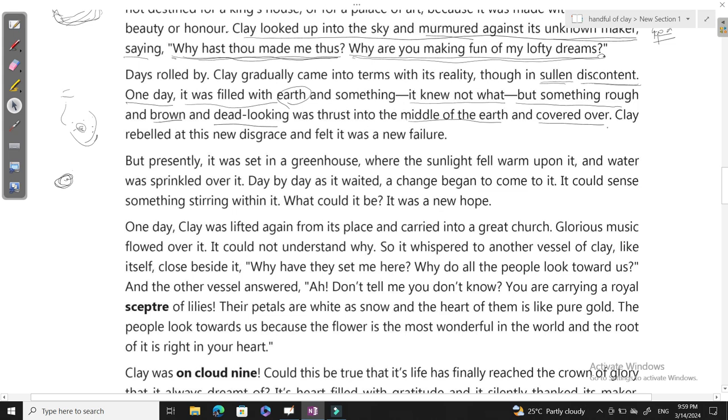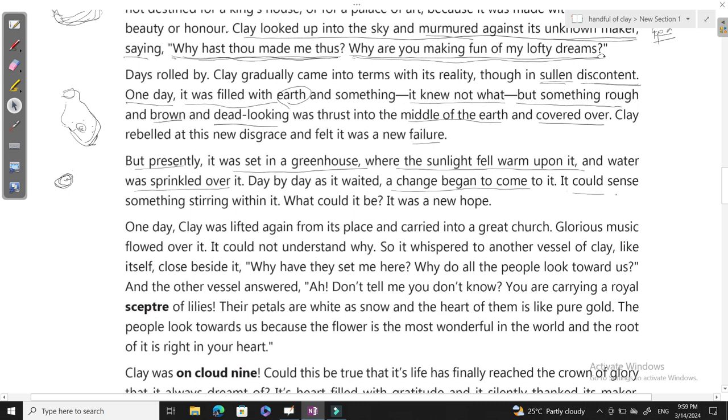Covered over. Clay rebelled at this new disgrace and felt it was a new failure. This clay rebel means stood against. It's another failure, it thought. But presently it was set into the greenhouse where the sunlight fell warm upon it and water was sprinkled over it. Day by day as it waited, a change began to come to it.